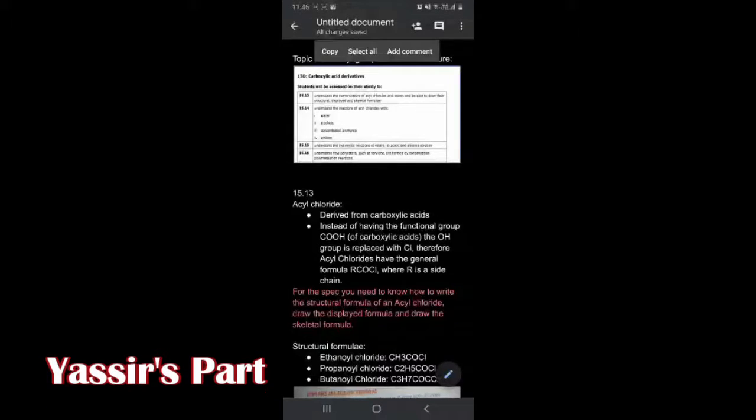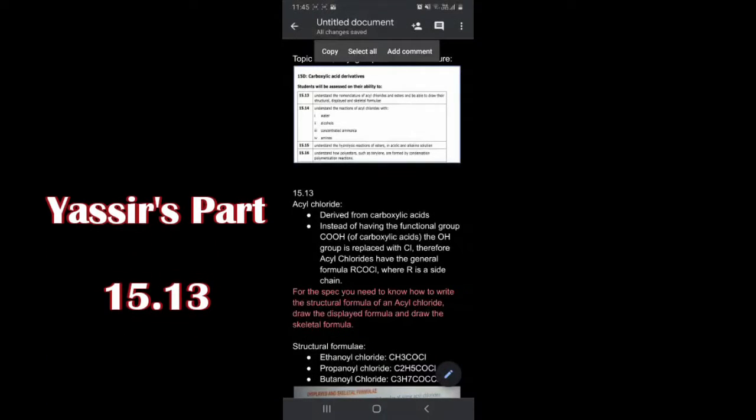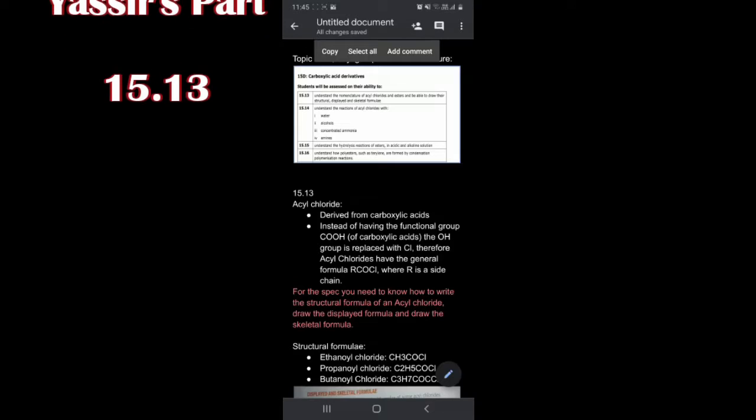So for my spec point 15.13, I'm going to be looking at acyl chlorides, nomenclature and formulae. I'm also going to be looking at esters. Sharvis is going to be looking into the reactions of acyl chlorides, and then Niall is going to be looking at hydrolysis of esters, and he's going to be talking all about polyesters.